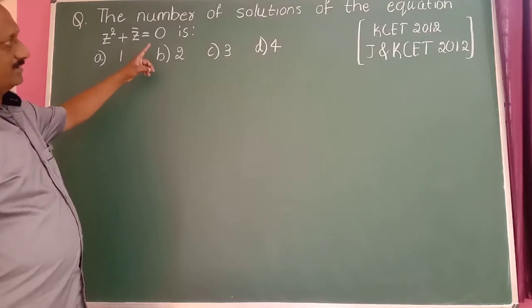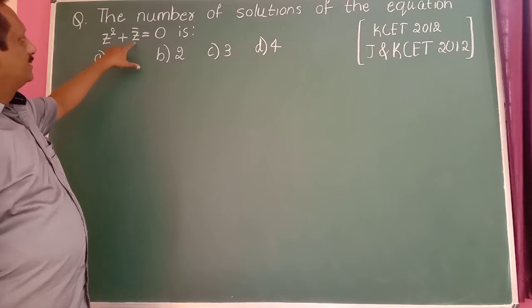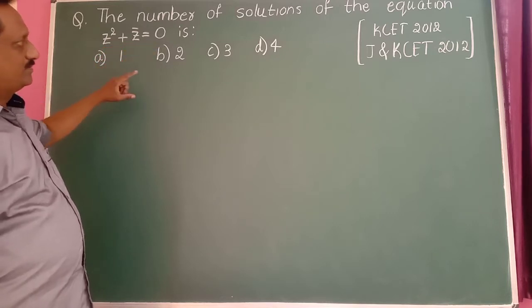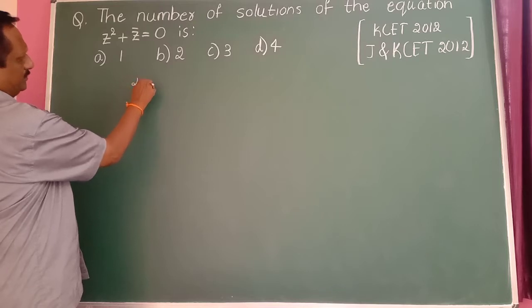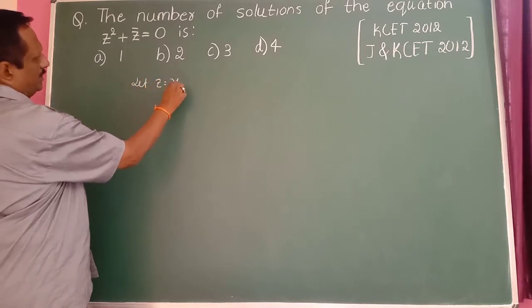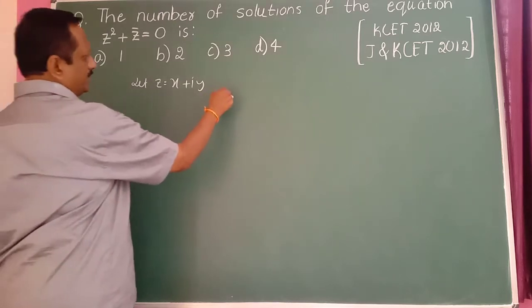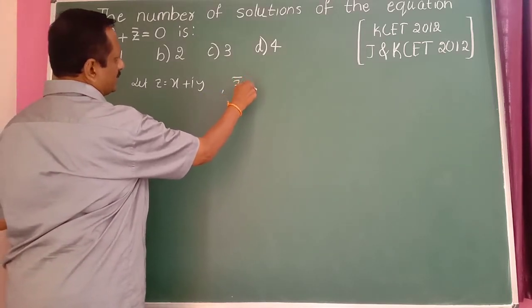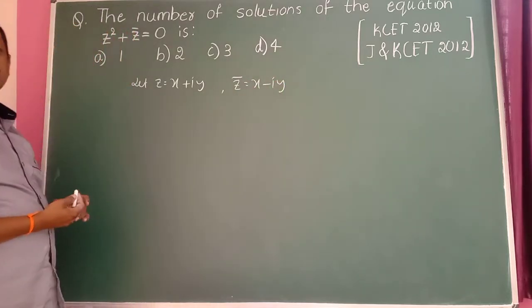The number of solutions of the equation z square plus z bar is equal to 0 is: four options are there. Here z is equal to the complex number x plus iy, and z bar is its conjugate, x minus iy, the conjugate of the complex number.